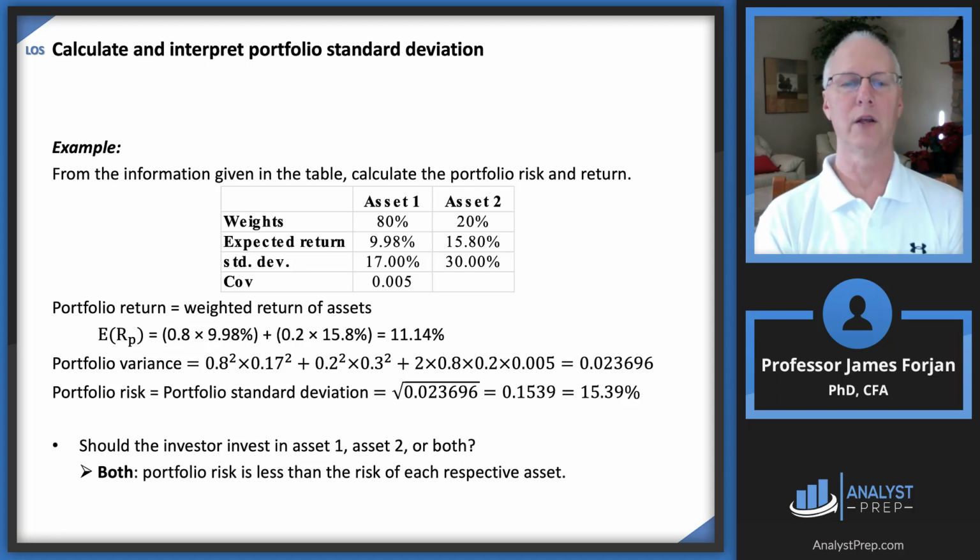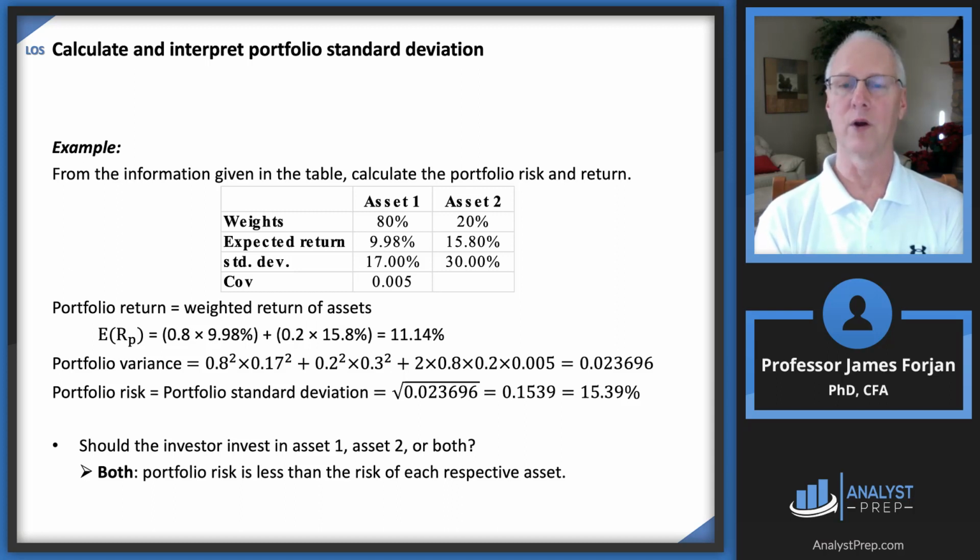All right, let's go ahead and calculate the portfolio return. This is just a weighted average return. So we're going to take 80% times the almost 10 and 20% times the almost 16. We're going to get 11.14%. All right, that should be a pretty basic calculation.